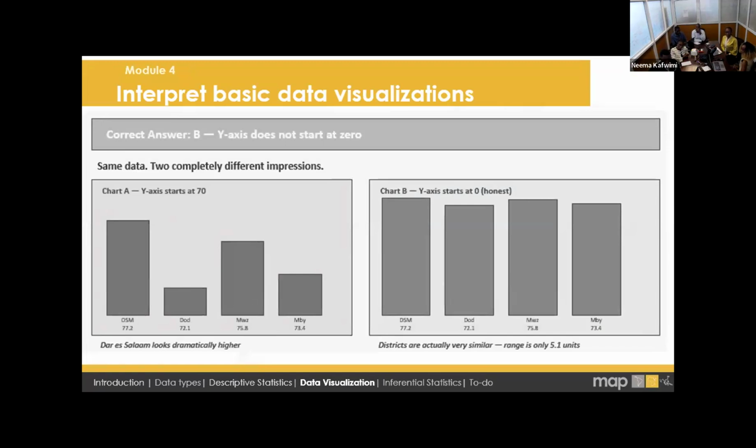So let's proceed. The y-axis does not start at 0, and that was a problem because when the y-axis does not start at 0, it gives you a picture that there is a very big variability between the values. But again, when you start at 0, you see that it's not significant. The districts are actually very similar, the range is only 5.1 units. So I think that will help us to understand that our axis should always start at 0. Is there any question?